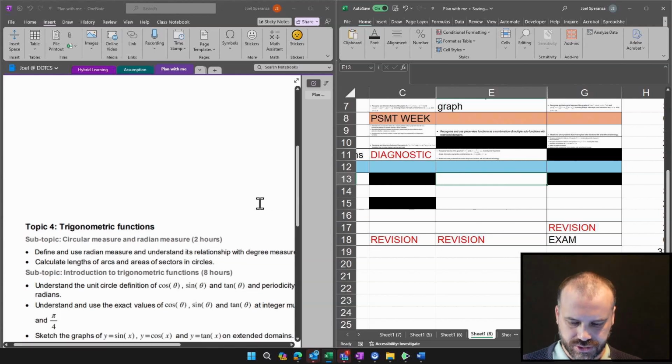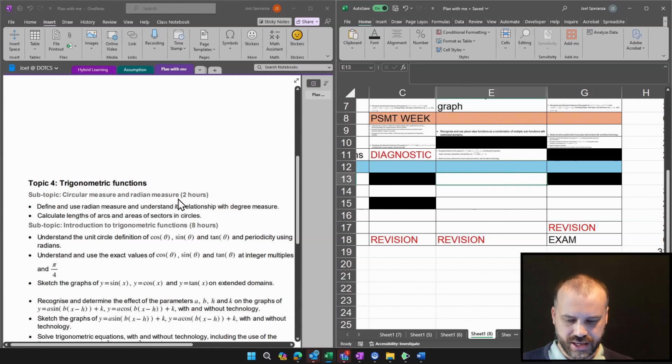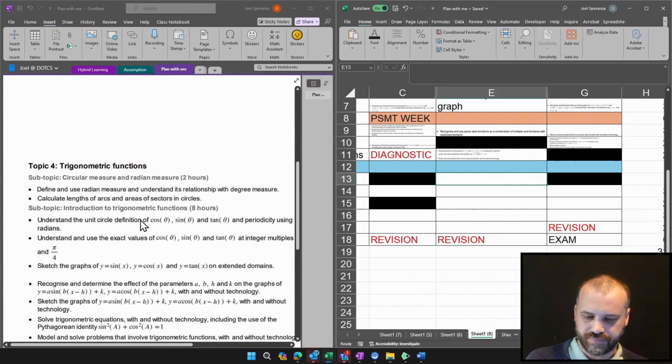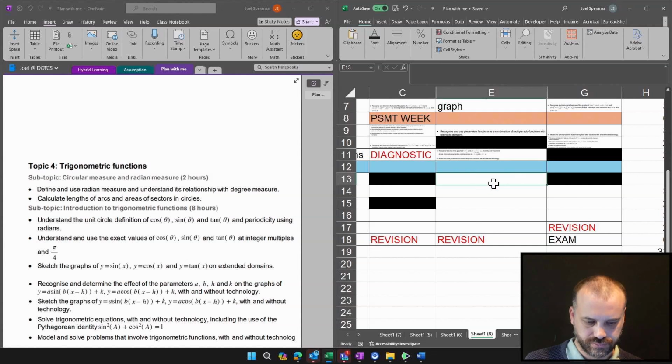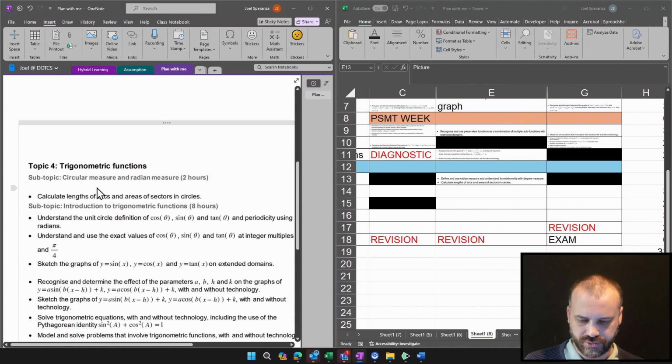Okay, so we've got radians. What's a radian? Converting degrees to radians, converting radians to degrees. That feels right. And then this annoying little calculate lengths and arcs and areas of sectors in circles. So I feel like we can do this in a single lesson. Okay, we can get rid of those.